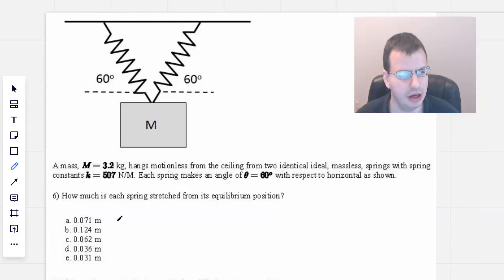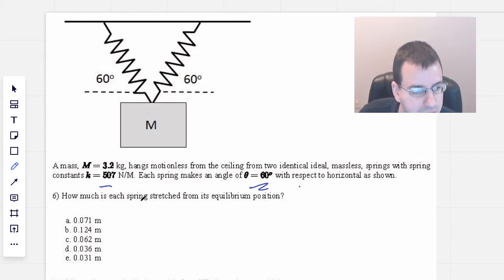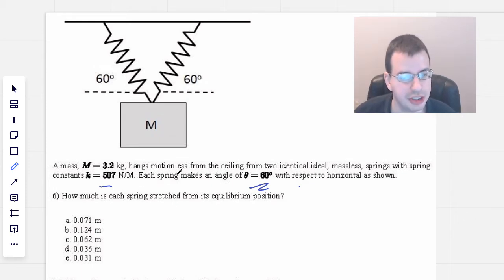A mass M of 3.2 kilograms hangs motionless from the ceiling from two identical massless springs with spring constant of 507 newtons per meter. Each spring makes an angle of 60 degrees with respect to the horizontal as shown. How much is each spring stretched from its equilibrium position?